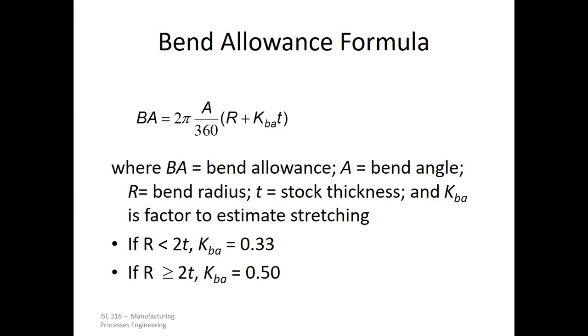So if R is less than 2T, this is actually the bend radius. We already know what the bend radius is. We have decided. So if R is your bend radius, and if R is less than 2 times the thickness of the sheet, then we'll take KBA as 0.33. If it is greater than or equal to 2T, then we'll take KBA as 0.5. Is it clear?